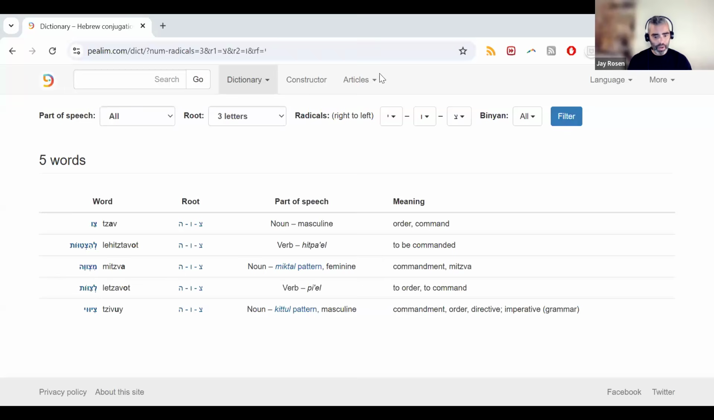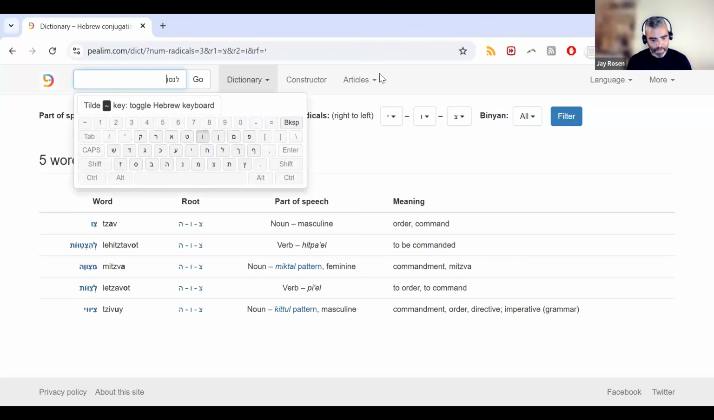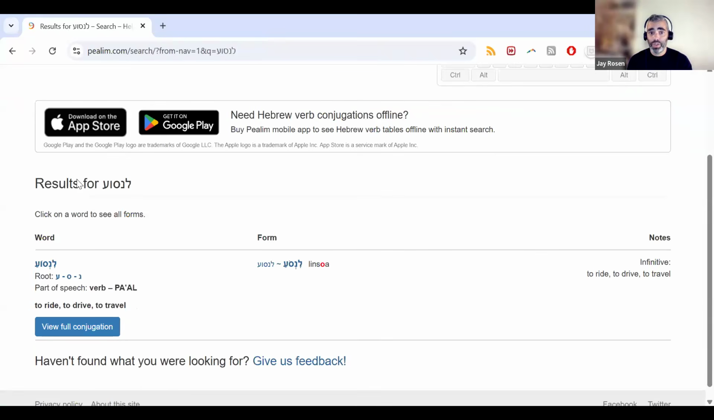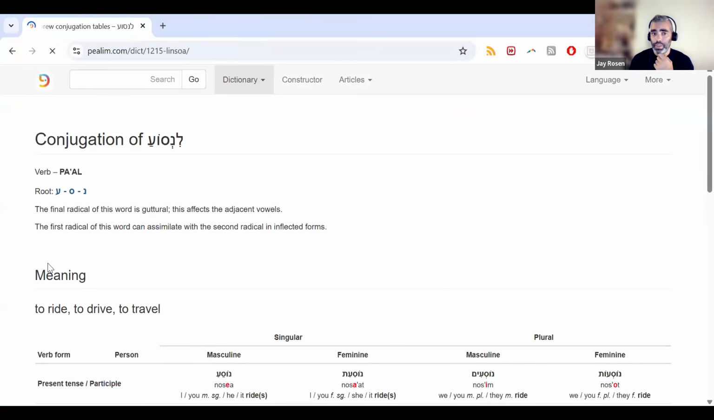And finally, let me pull up pe'alim.com just so you can see what they have to say about the imperative. So let's do the verb linsoa. Linsoa means to go, right? To go a long distance, to travel. We look at the verb linsoa, right?